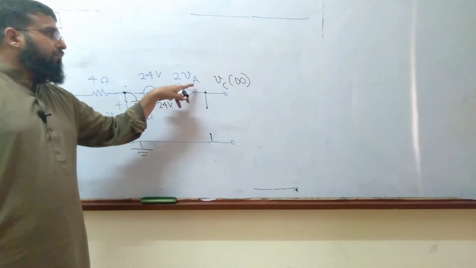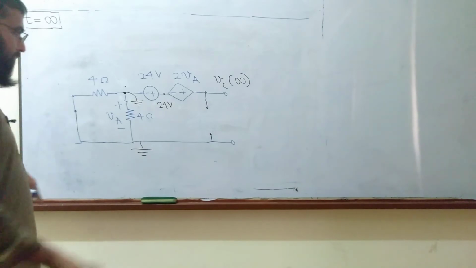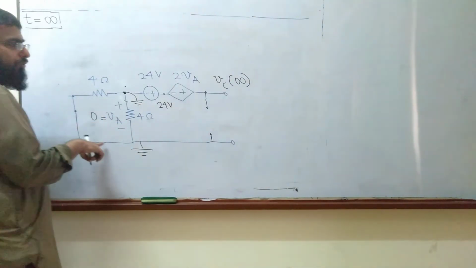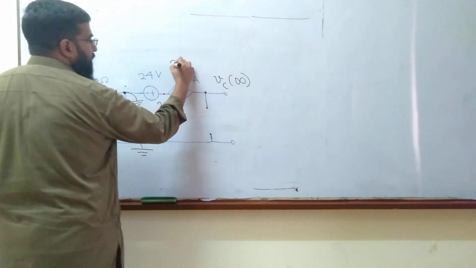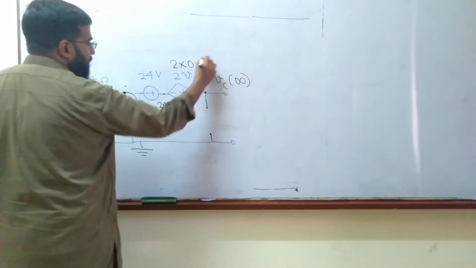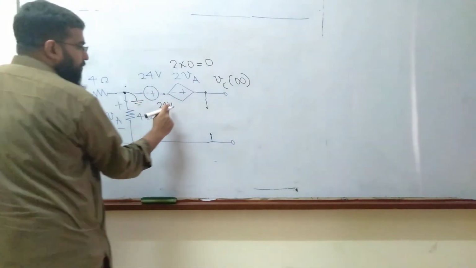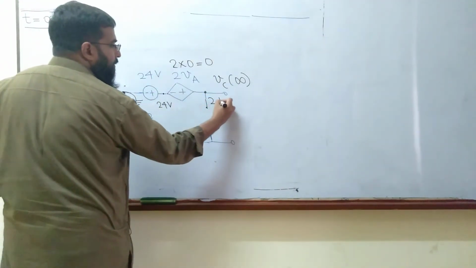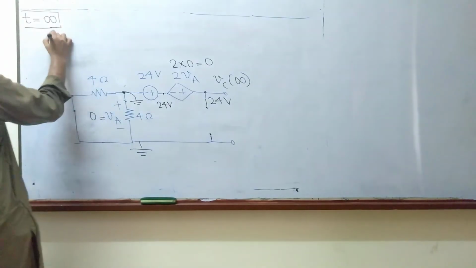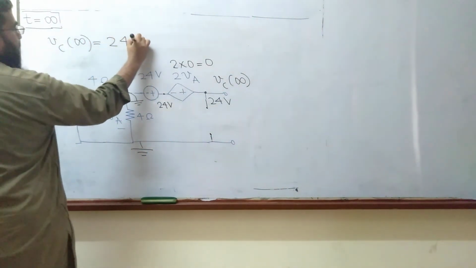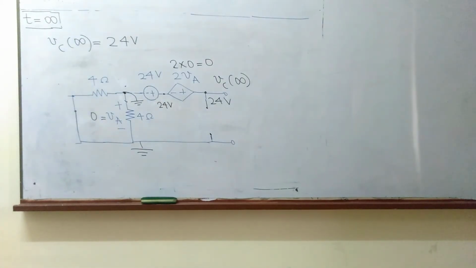And what about this 2VA? This would be 0 because VA is 0. The voltage drop across the 4 ohm resistor is 0. So 2 times 0 is 0. This voltage source is supplying 0 volts. So 24 plus 0 is 24 volts. So Vc at infinity comes out to be 24 volts.